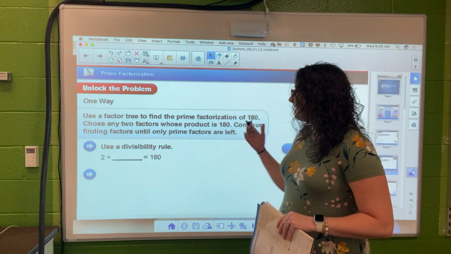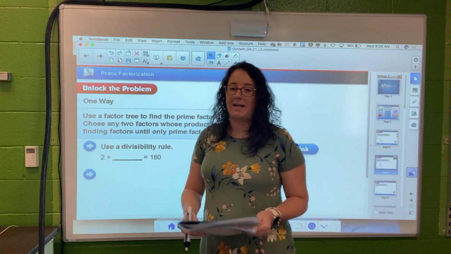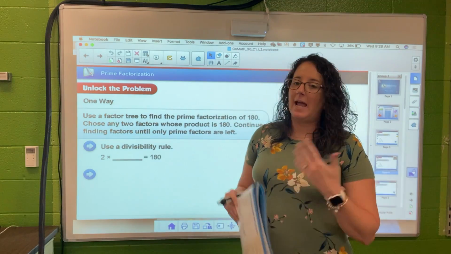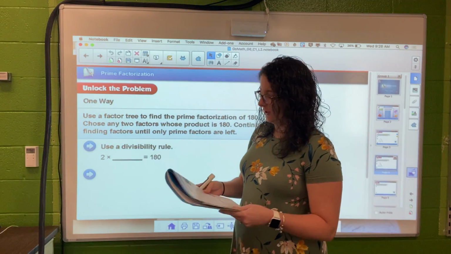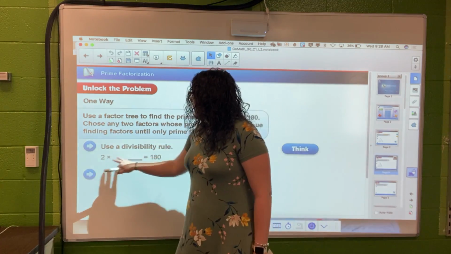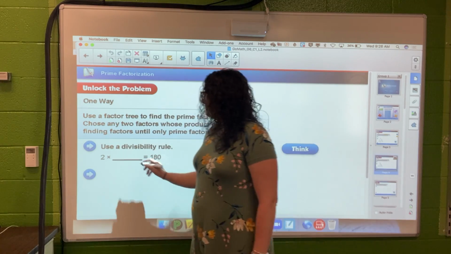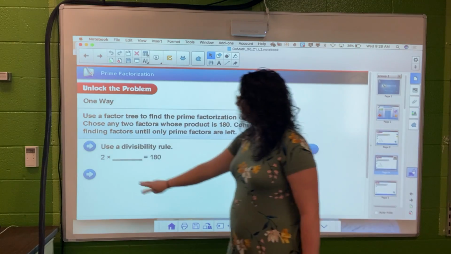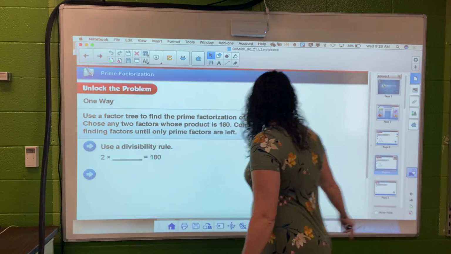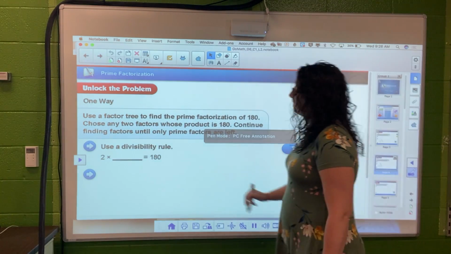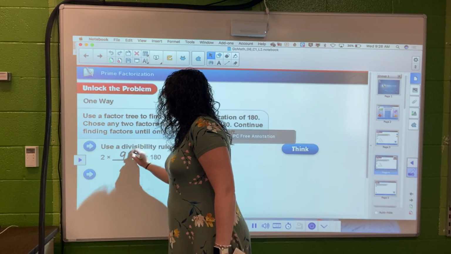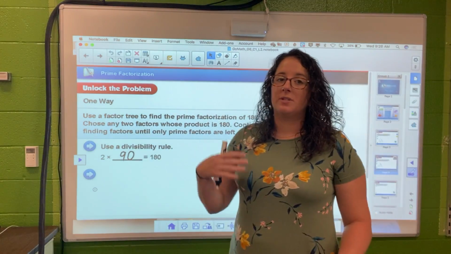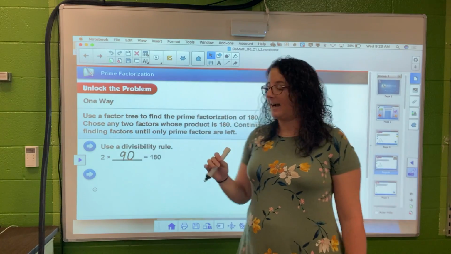They want us to use the rule of dividing by 2. Since it's an even number, we can divide it by 2. Any even number can be divided by 2. So 2 times what equals 180? That's going to be 2 times 90. Get my marker out. 2 times 90 is 180. So now they want us to use that to start our factor tree.